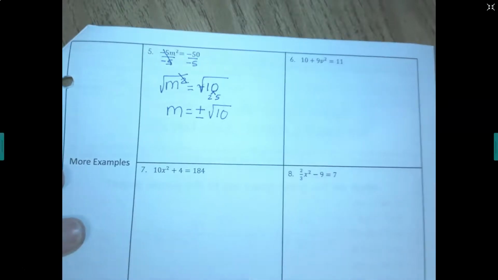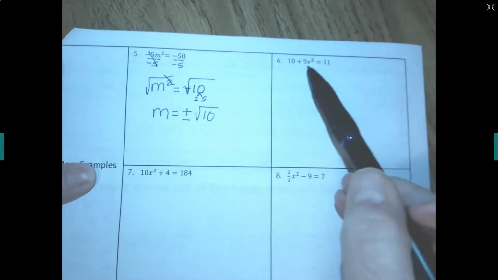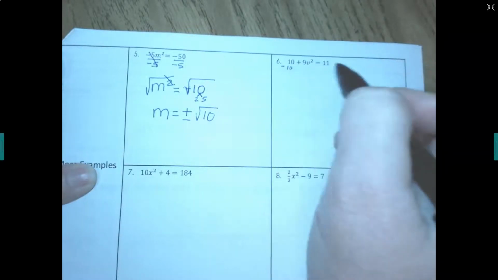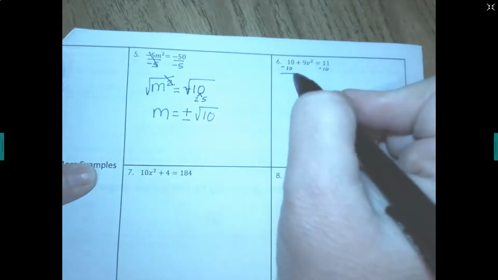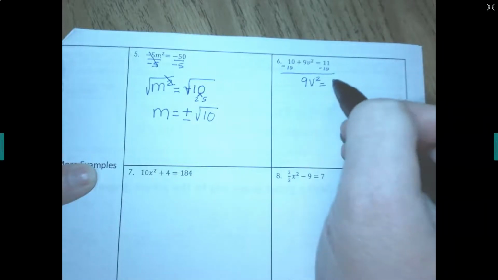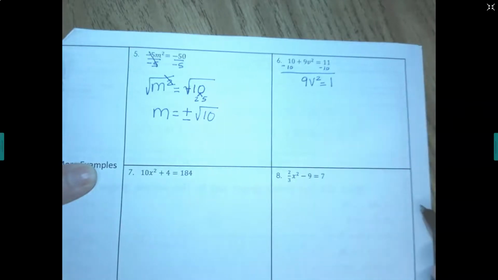And let's try number 6 here. What's being squared is that v, so we've got to move everything else away from it. So I'm going to subtract 10 from both sides. So I'm left with 9v squared equals 1.